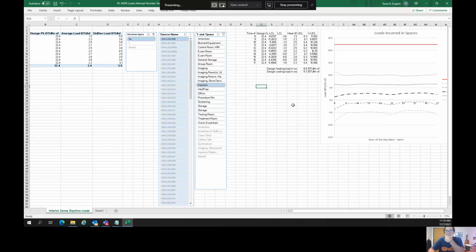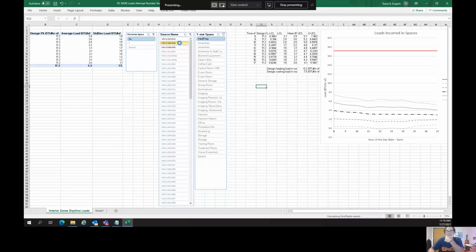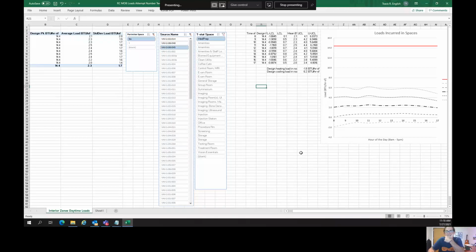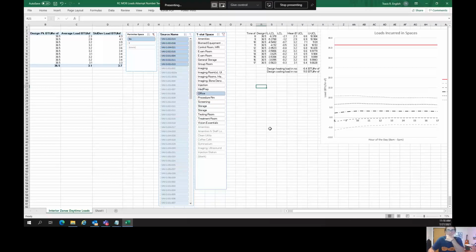The injection room, we just had the one zone here. Up to 11, here's the med prep rooms. We did have 3 zones worth of med prep rooms, getting up to 7. So that's that. Office spaces, we should have quite a few office spaces. Oh, actually, not a lot of interior office spaces. I'll do a separate video for the perimeter zones because I have to retool the pivot table.